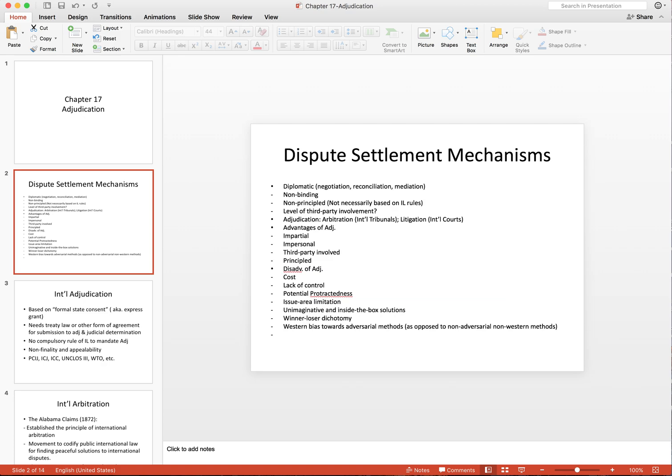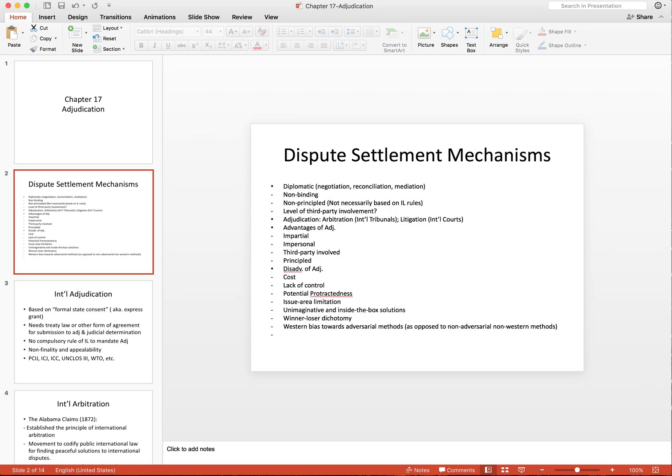Now, advantages of adjudication are that it is impartial, it is impersonal because there are third parties involved, and it is principled in the sense that it is based on certain established, customary, or treaty rules and norms. On the other hand, adjudications come with certain disadvantages. For example, it's costly, it takes away control from the parties to the dispute. They are normally very time consuming and they just tend to get protracted. They have issue area limitations because normally jurisdiction needs to be circumscribed to a very precise issue area.